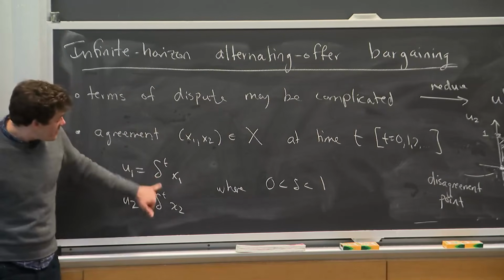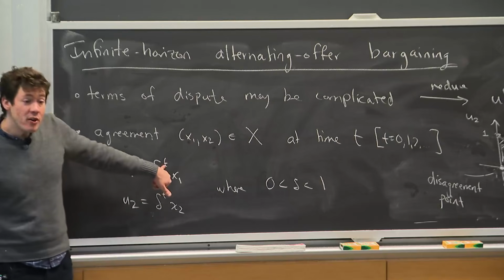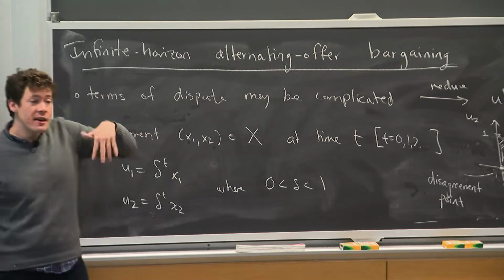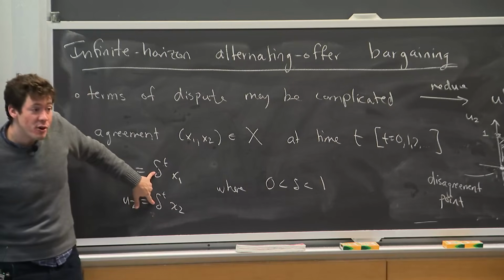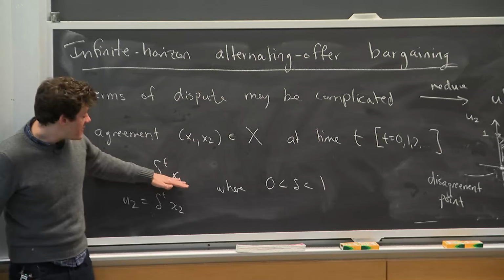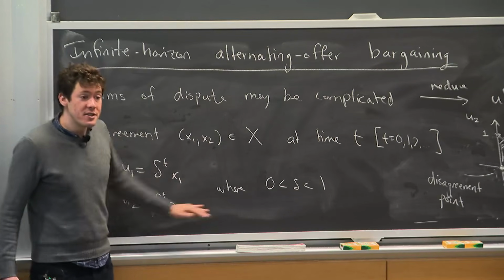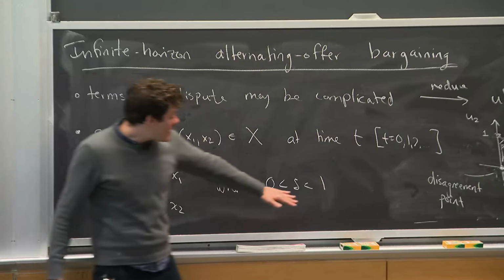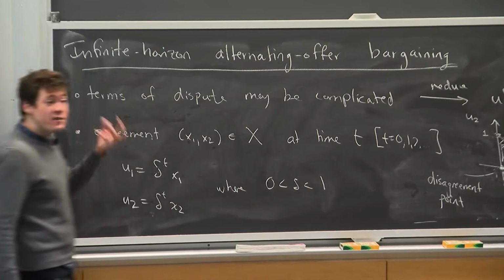And as time passes, things get worse and worse for both of us. If we make an agreement in period 0, remember any non-zero number to the 0 is just 1, right? So if we agree immediately in period 0, we just get x1 and x2. If we agree in period 1, we get delta x1, delta x2. If we agree in period 10, we get delta to the 10 x1, delta to the 10 x2. And again, delta is going to parameterize our patience, right? So what happens if delta is very close to 1?